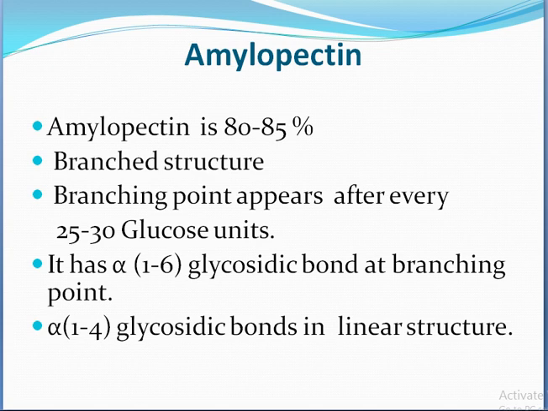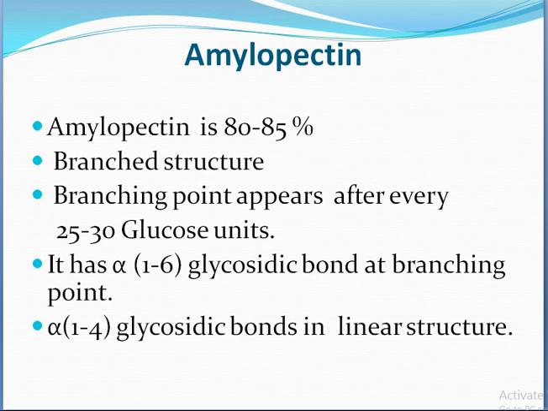In the branched structure, a branch appears every 20 to 30 glucose units. The branches are connected by the glycosidic bond at the anomeric carbon, the alpha 1 to 6 point, whereas the linear glycosidic bond is alpha 1 to 4.